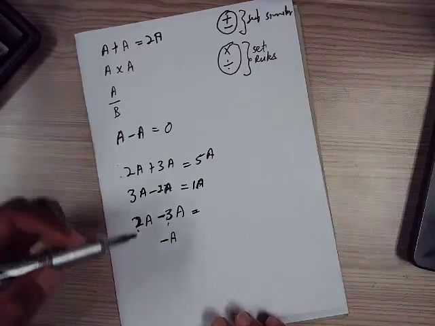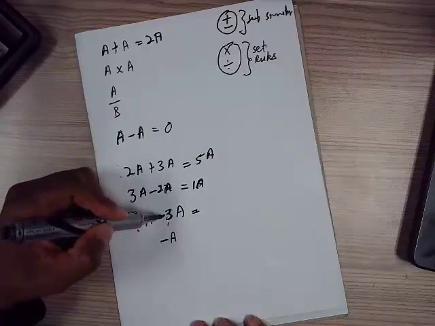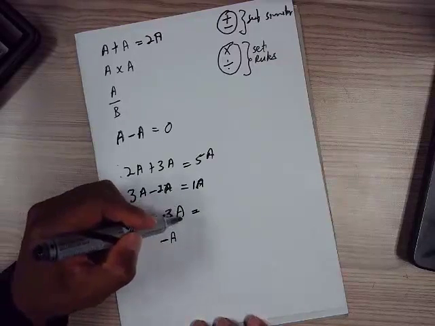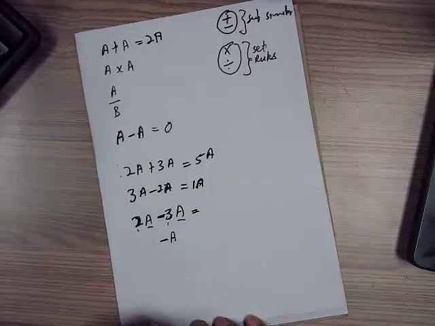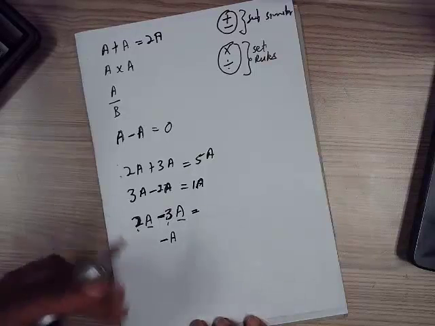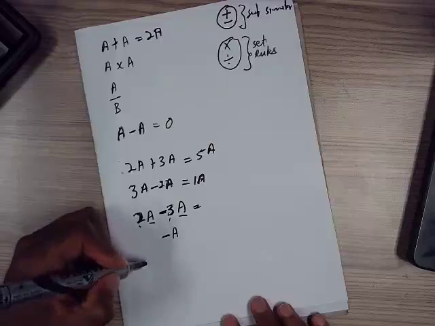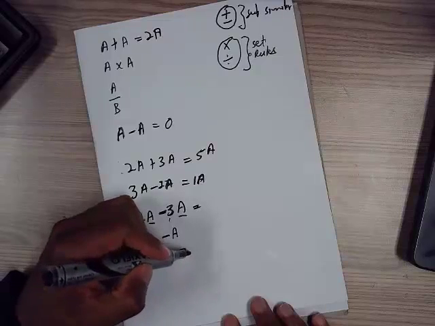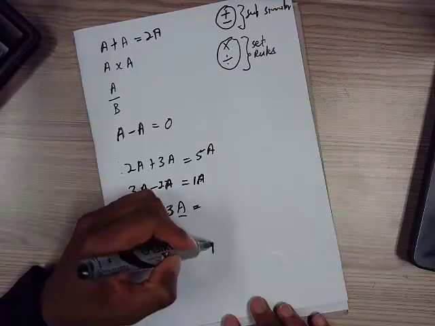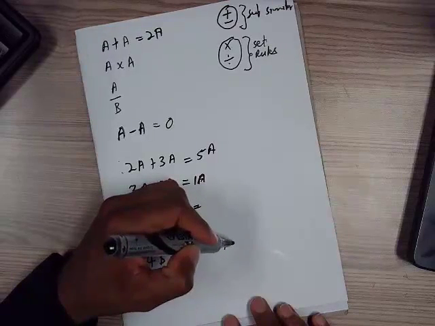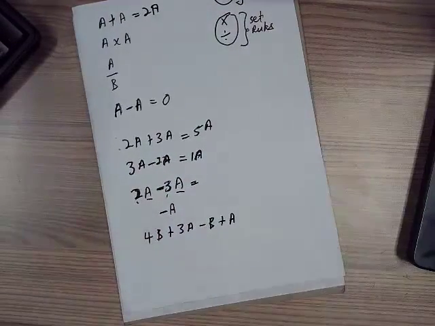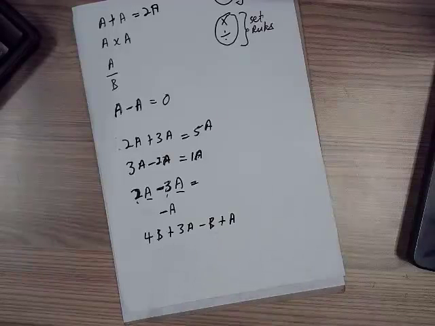Hope that makes sense. But what I want you to note here is that you take the dominant sign and minus from there when you're dealing with like terms. Hope that makes sense. So let's say I have 4b plus 3a minus b plus a, right? Here, when you're dealing with this, what you do is you group the like terms, right?